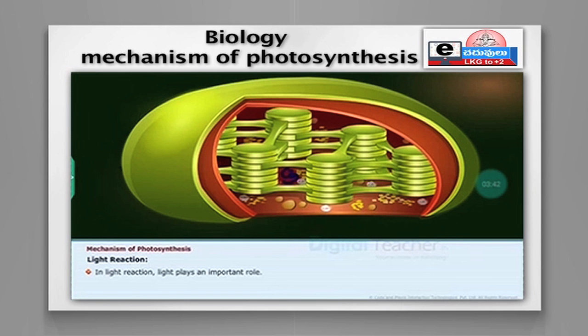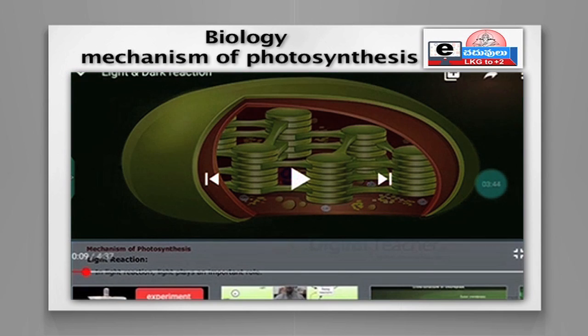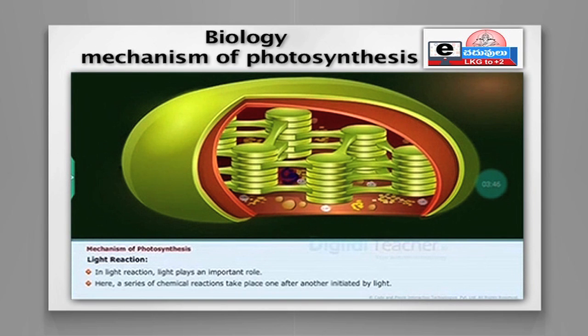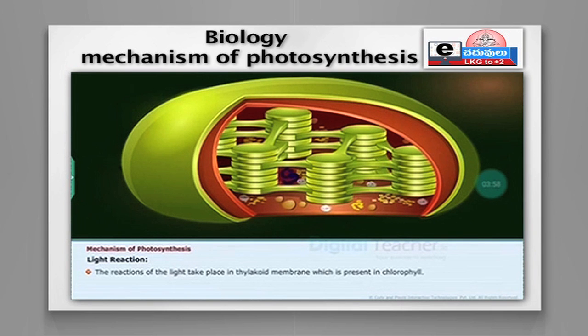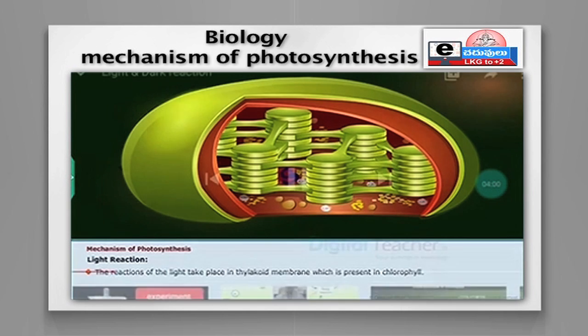So in the light reaction, light plays an important role. Yes or no? Yes, light plays an important role. Here a series of chemical reactions takes place one after another, initiated by light. Here light is the major key player. So where does this reaction occur?